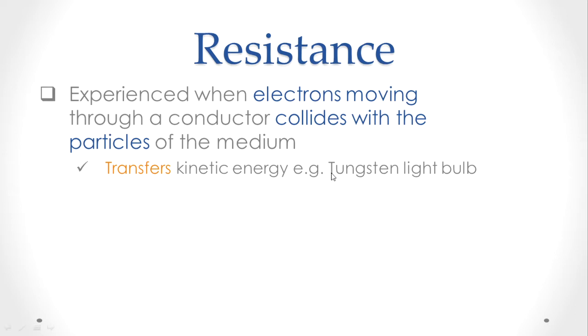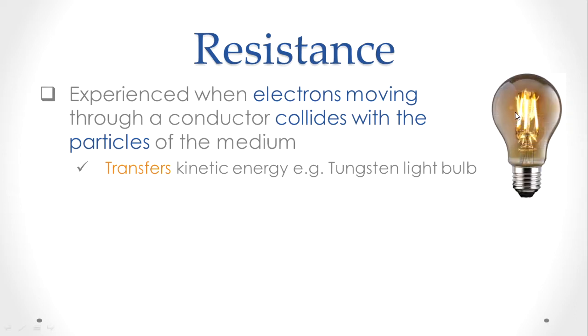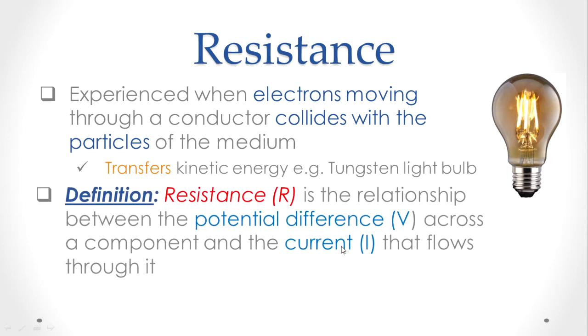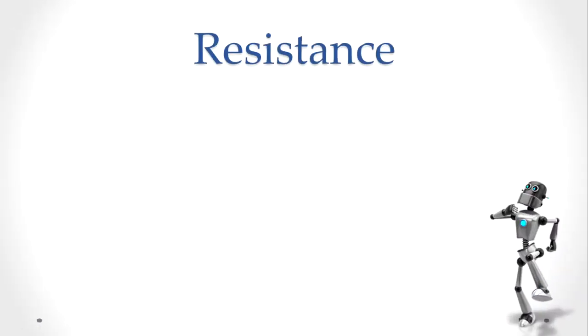A good example here is that of a tungsten light bulb. It's a material that has a very high resistance, and what we find is a whole lot of collisions here, a build-up of heat taking place, which usually results in light being emitted, which is quite useful. Another definition of resistance is the relationship between the potential difference across a component and the current that flows through it. So we can use those values to calculate resistance, as we will soon see.